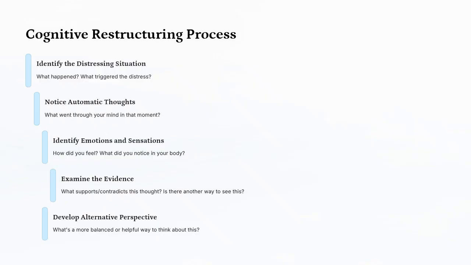Once a negative thought is identified, the next step is to question its validity. This involves acting like a detective and looking for evidence to support or refute the thought. Questions to ask yourself include: what evidence do I have that this thought is true? What evidence do I have that it's not true? Is there a different way to look at this situation? What would I say to a friend who was having this same thought?